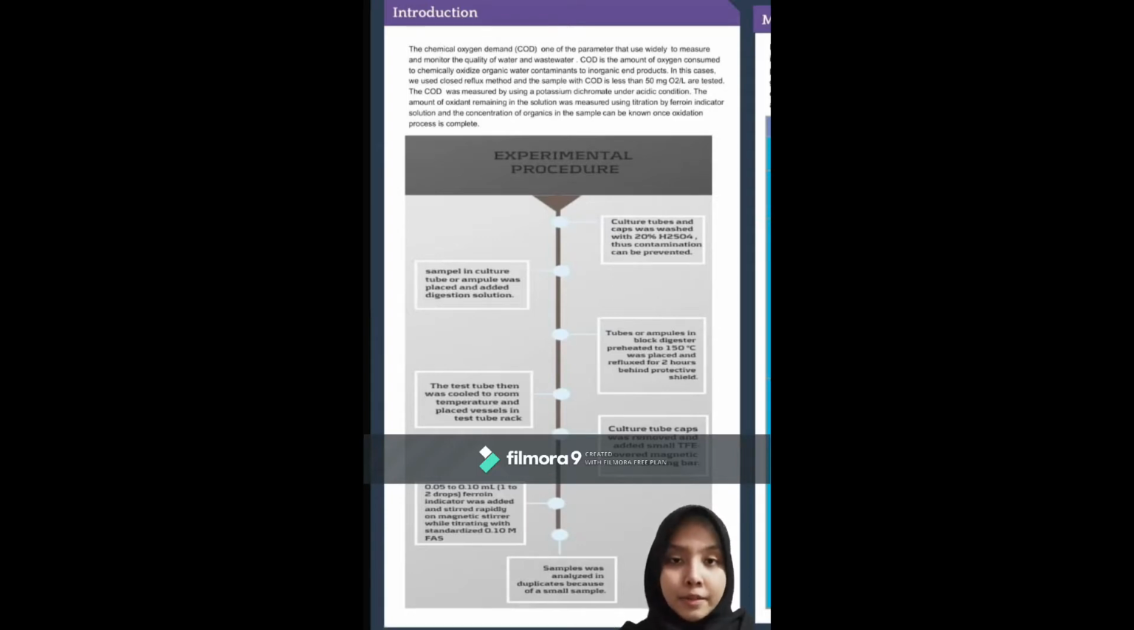In this experiment, the COD method was used to measure the pollution strength of wastewater. Potassium dichromate is chosen due to its strong chemical oxidizing capability. The closed reflux method was used in this experiment due to the small quantities of samples. Through this experiment, the protocol in conducting chemical oxygen demand tests and the correlation between chemical oxygen demand and biological oxygen demand in wastewater was determined.